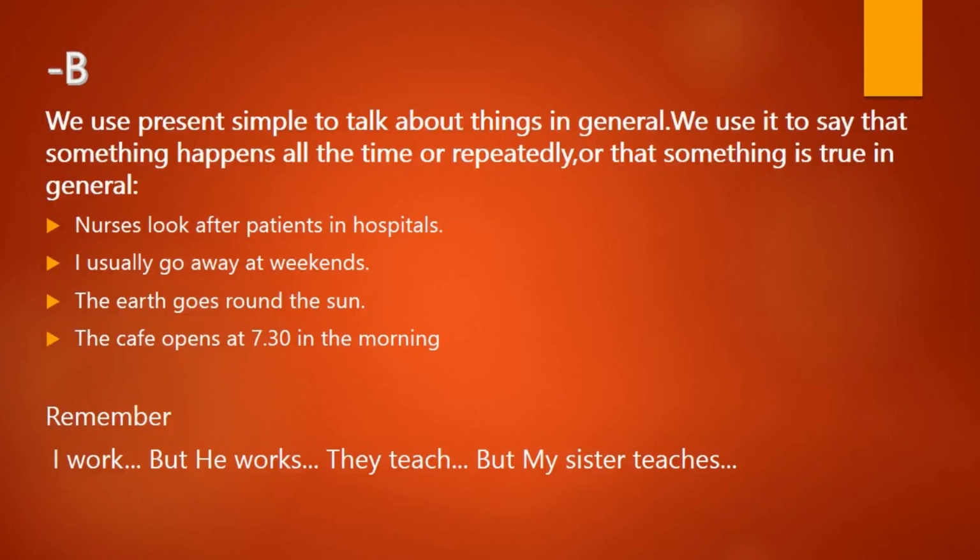Remember, after first person singular I, keep the main verb in regular form: I work. But after third person singular he, use the main verb plus s or es: he works. Another example is also the same: they teach, but my sister teaches.